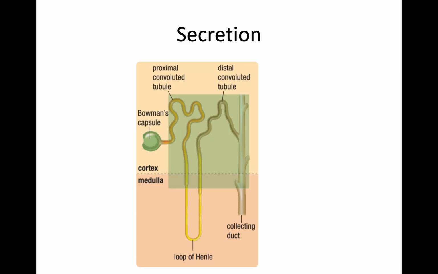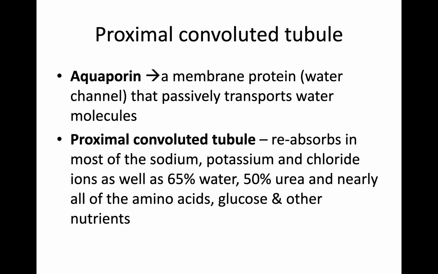So you can see the proximal convoluted tubule, and the filtrate goes down the loop of Henle, and that's where a lot of water is going out. By out, I mean out into the interstitial fluid, which is reclaimed by the body. So in the proximal convoluted tubule, or the PCT, there are aquaporins. That's a membrane protein that passively transports water molecules.